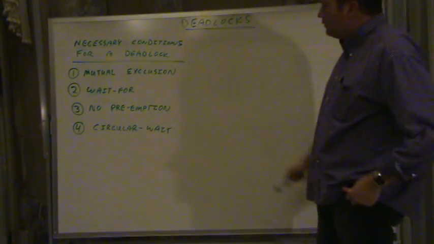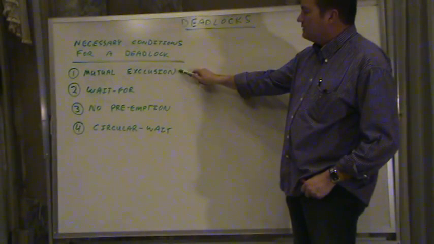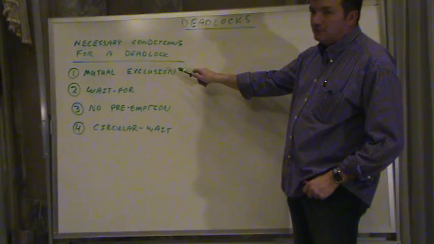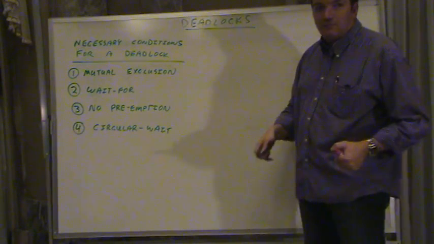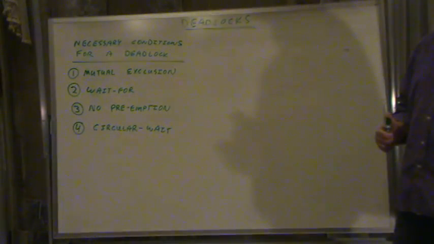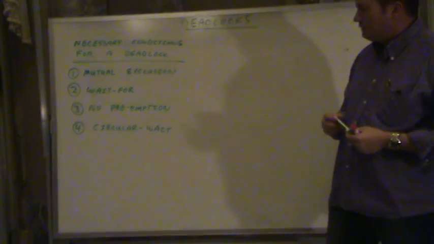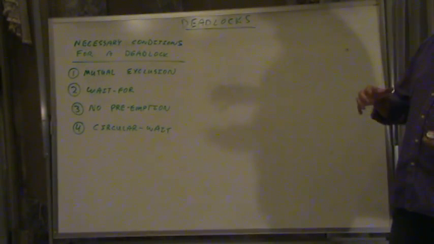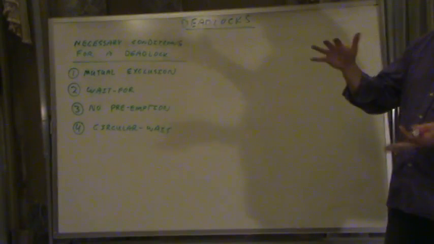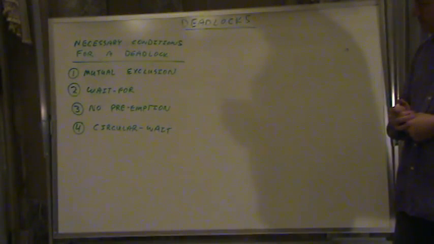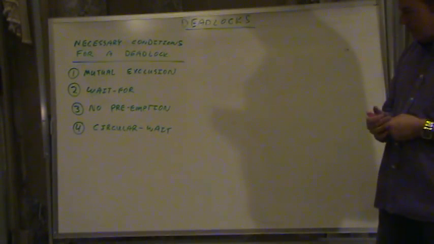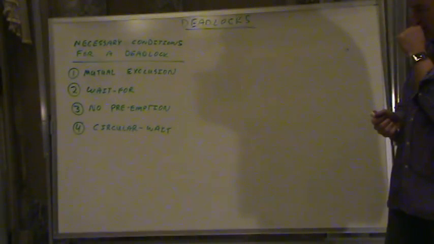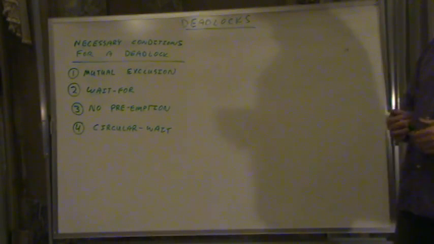So, how can we have our operating system never allow mutual exclusion? It's pretty simple. We could just say we don't allow mutual exclusion. There are no semaphores, there's no way any process could ever have mutual exclusion of a resource. But if you think about it, that's limiting what you have the ability to do.